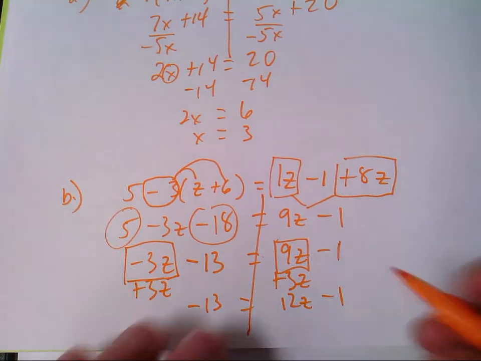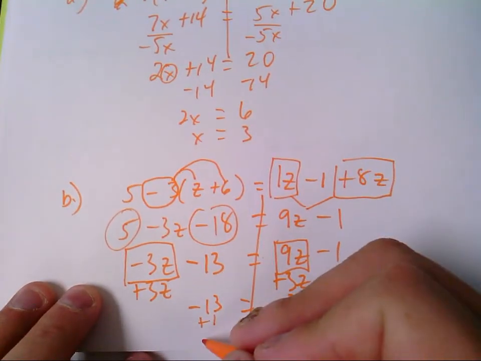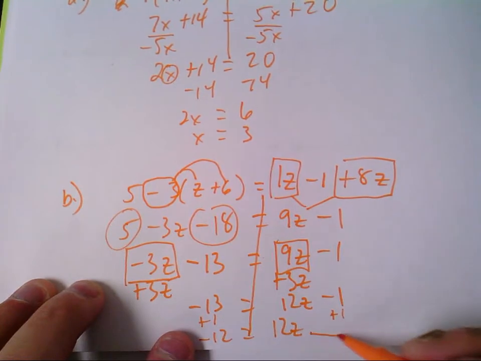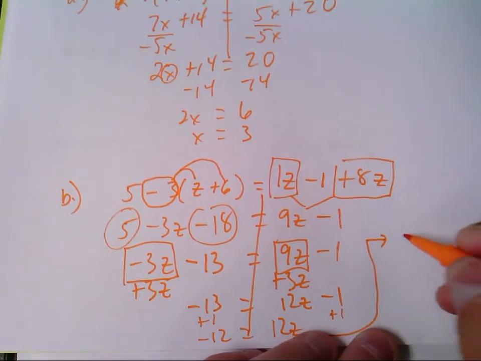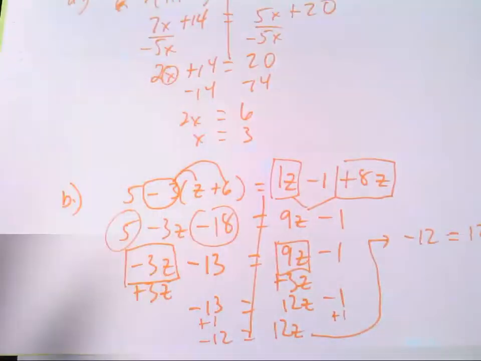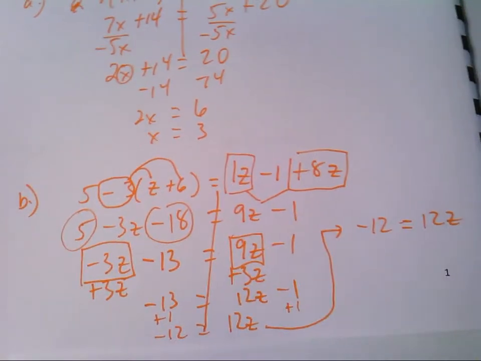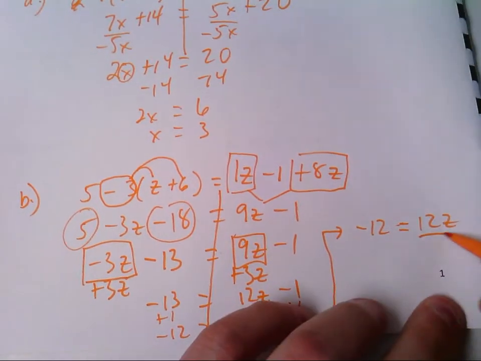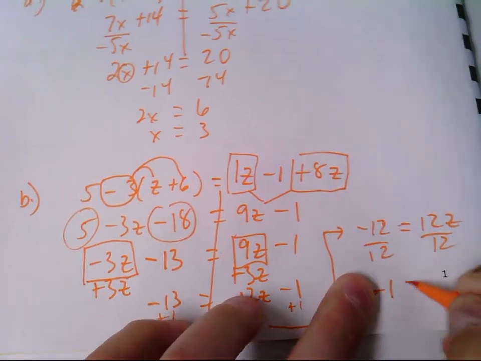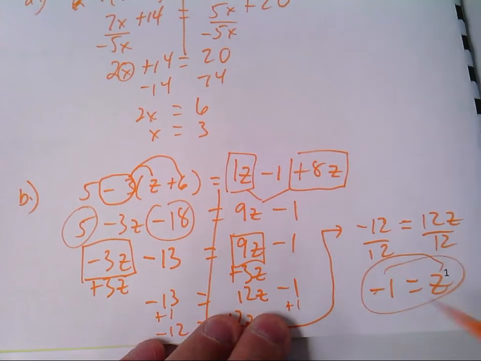All right, so now from here, working from the right side, I'm going to add 1 to both sides. I'm writing a little smaller here because I'm running out of room. Negative 12 equals 12z. I'm just going to rewrite this over here because I've run out of room. Negative 12 equals 12z. All right, and then now I just divide both sides by 12. And I get negative 12 divided by positive 12, negative 1 equals z. Or you can say z equals negative 1.